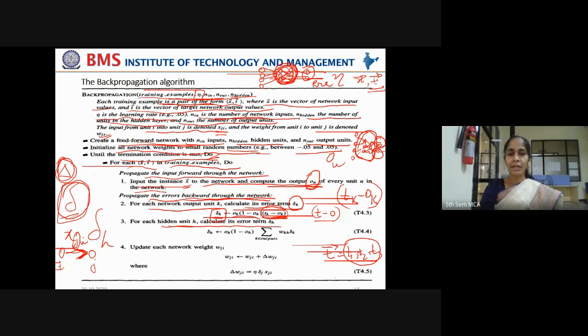Now come to the third step here in the algorithm. For each hidden unit h, calculate its error term delta h. How do you calculate that? Delta h is calculated similar to the previous step: the output prediction of that hidden layer unit, o_h, times 1 minus o_h, multiplied by the sum over all the output layer weights along with their error terms. What is this k? The number of the output unit. What is this h? The number of the hidden unit.